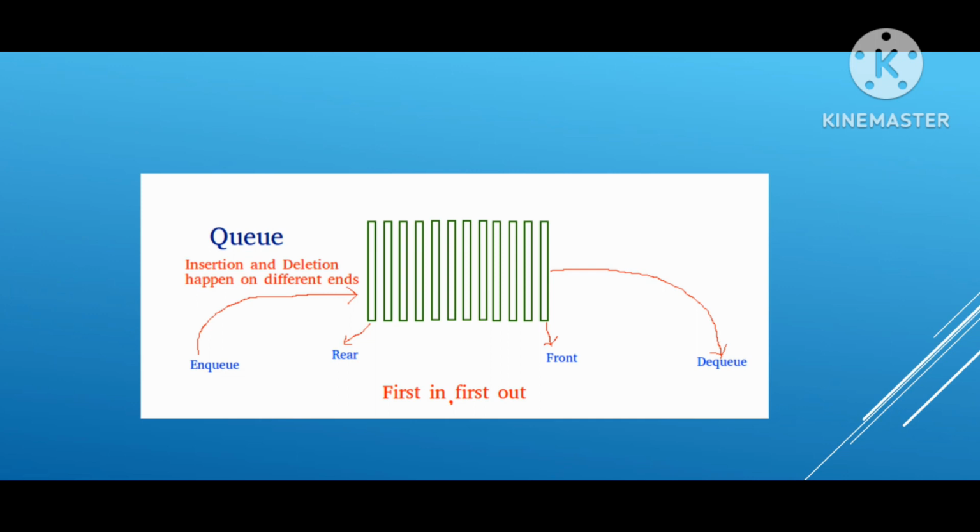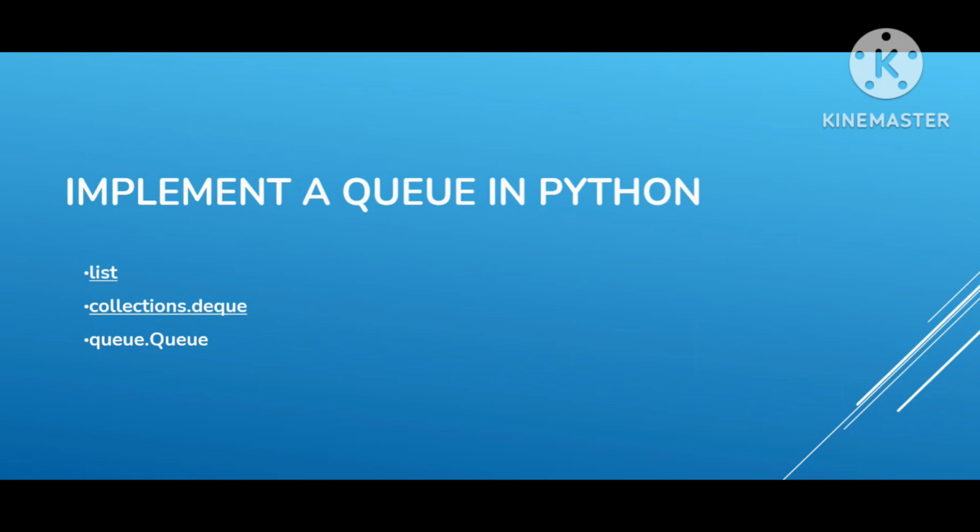line first. Now let's see what the different ways are in which a queue can be implemented in Python. There are three ways. The first one is by using a list, the second one is by using collections.deque, and the third one is by using queue.Queue. Now let's go to the Jupyter and see how it is implemented.